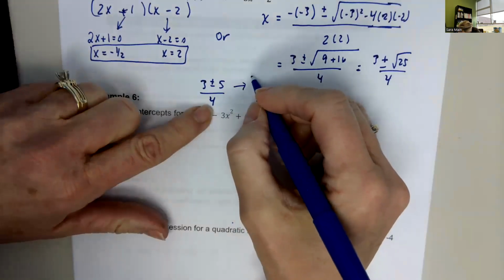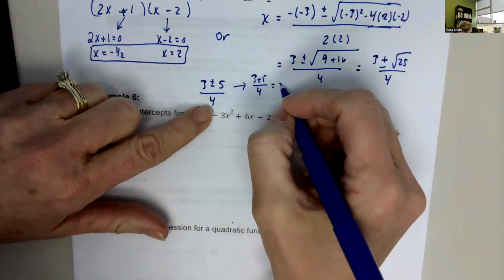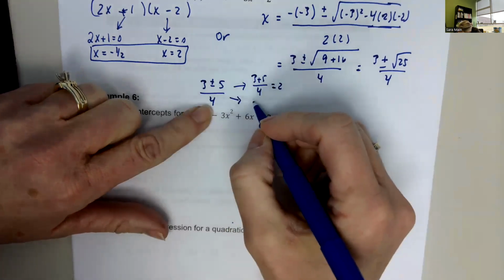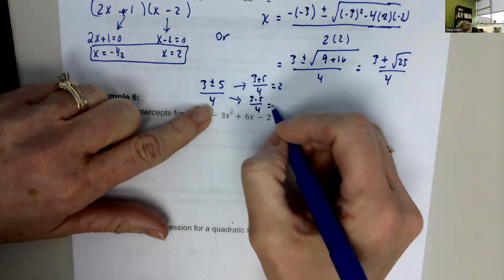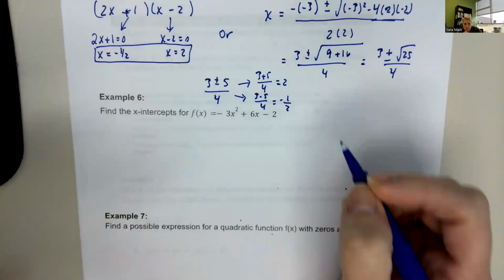So the plus would be 3 plus 5 over 4 is 2. And that matches this 2. And the other one is 3 minus 5 over 4 is a negative 1/2. And that matches this one.